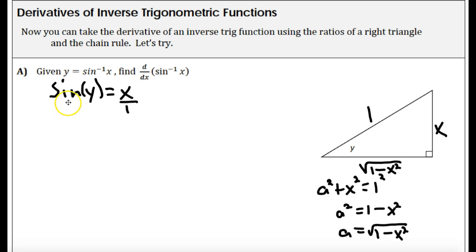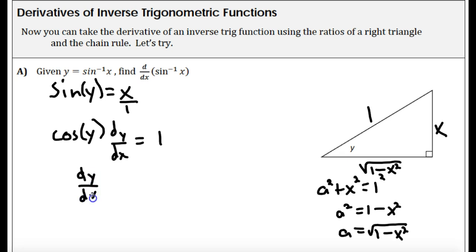So if I take this derivative, the derivative of sine we know is cosine, so that would just be cosine of y. But now since this is a y, I always have to tack on a dy dx, right, times the derivative of the inside, equals, now the derivative of x is just 1. So we end up with cosine of y dy dx equals 1. Well, now I want to get dy dx by itself, so I'll divide this cosine of y over and get dy dx equals 1 over the cosine of y.